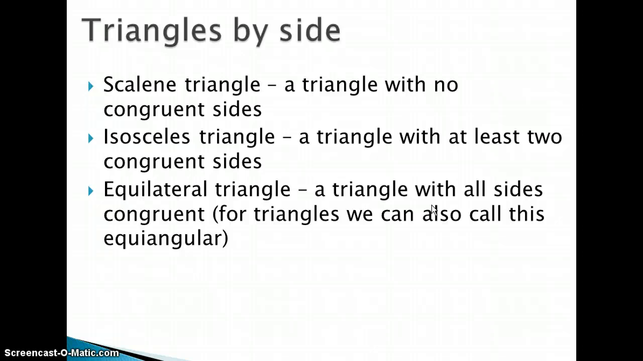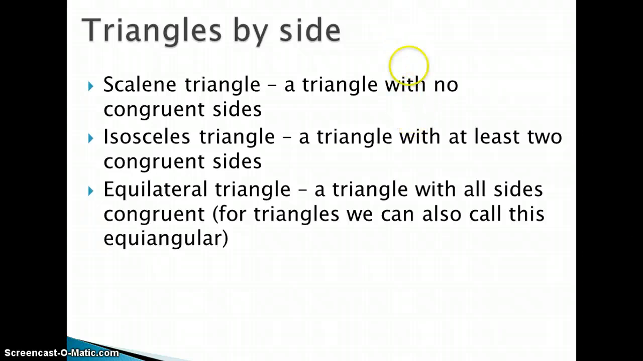We can also classify triangles by side. A scalene triangle is a triangle with no sides congruent. So all three sides of the triangle have different measurements. We could have something like a 5, a 7, and a 10. All three of those are different measurements.